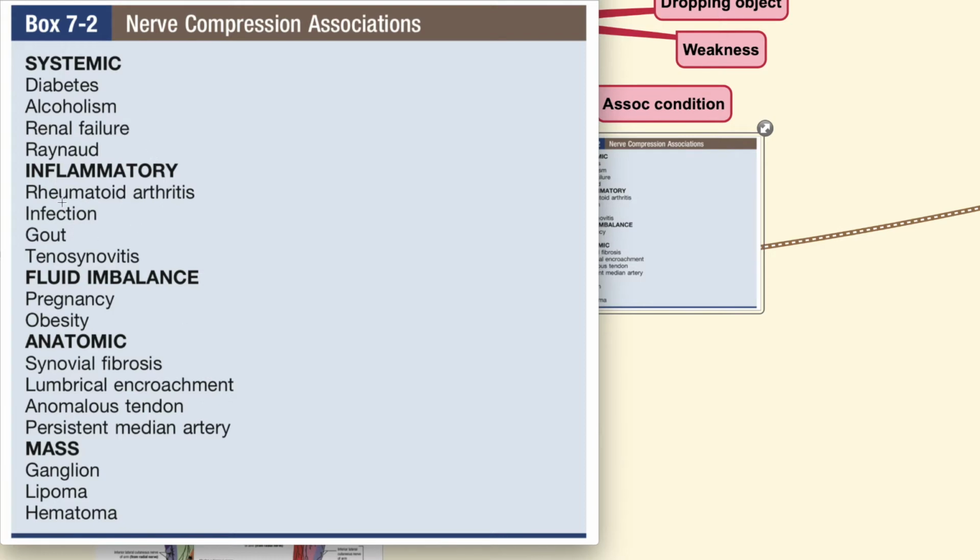And these are most likely the same for most types of compression neuropathy, because you can find diabetes associated with various types of nerve compression neuropathy and not just on the median nerve.